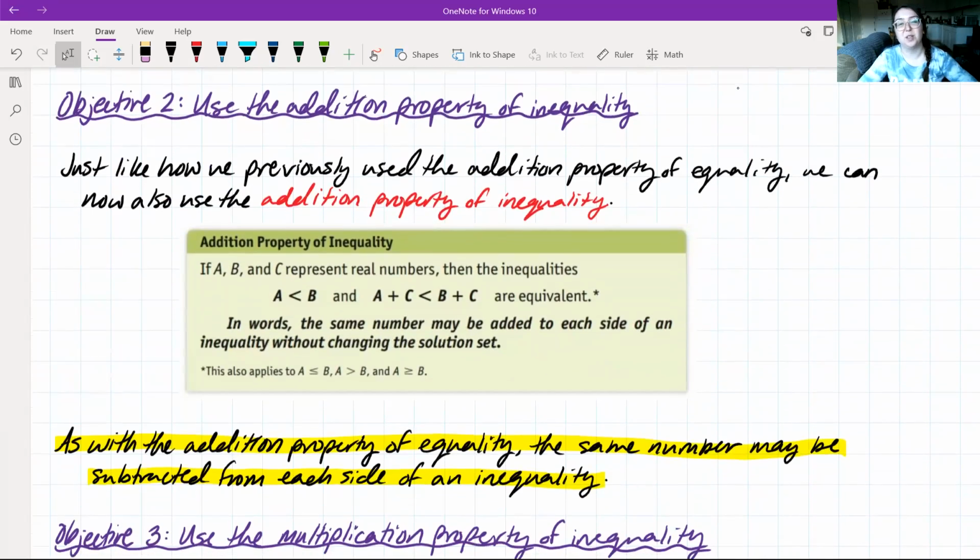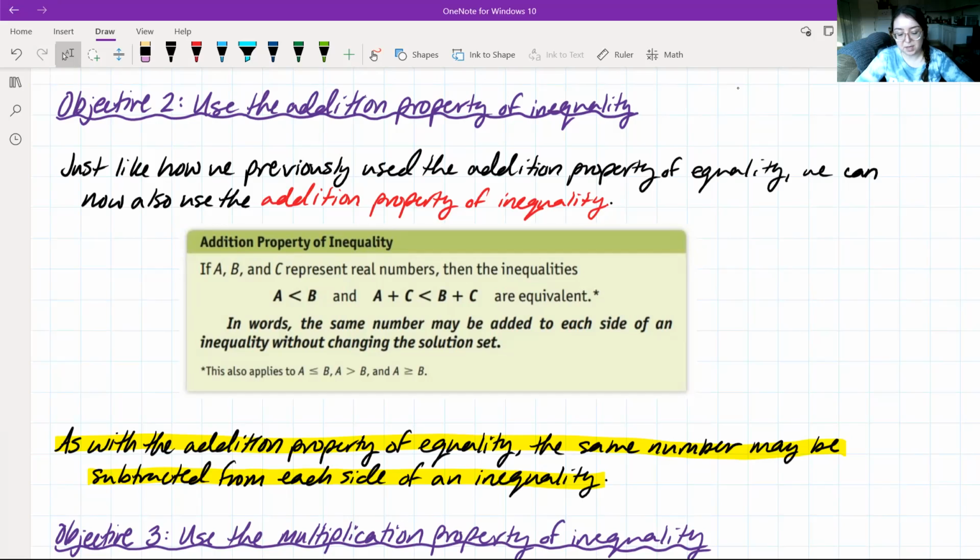So moving on to objective 2. We want to use the addition property of inequality. Just like how we previously used the addition property of equality, we can now also use the addition property of inequality, which essentially tells us that we can do the exact same thing as we did for the addition property of equality. Nothing's really changing except for the symbol. Instead of an equality sign, we now have an inequality sign.